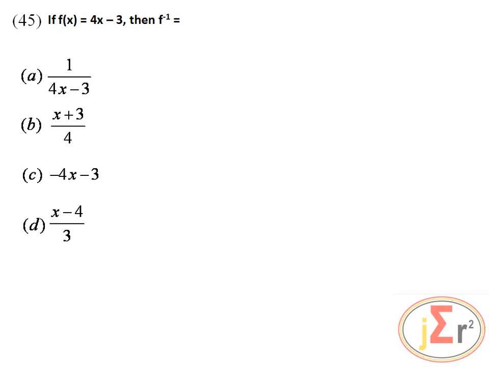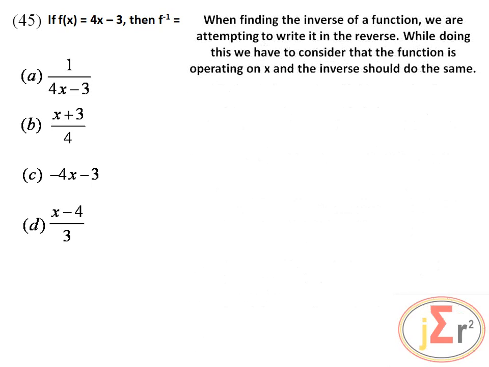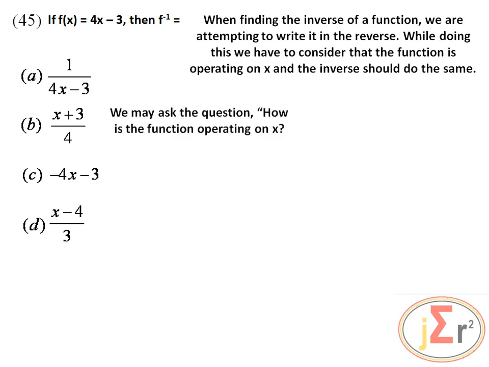If f of x is equal to 4x minus 3, then f inverse is equal to what? I want to know. When finding the inverse of a function, we are attempting to write it in the reverse. While doing this, we have to consider that the function is operating on x. And the inverse should do the same. It should also operate on x. We may ask the question, how is the function operating on x, which is the wise thing to do?